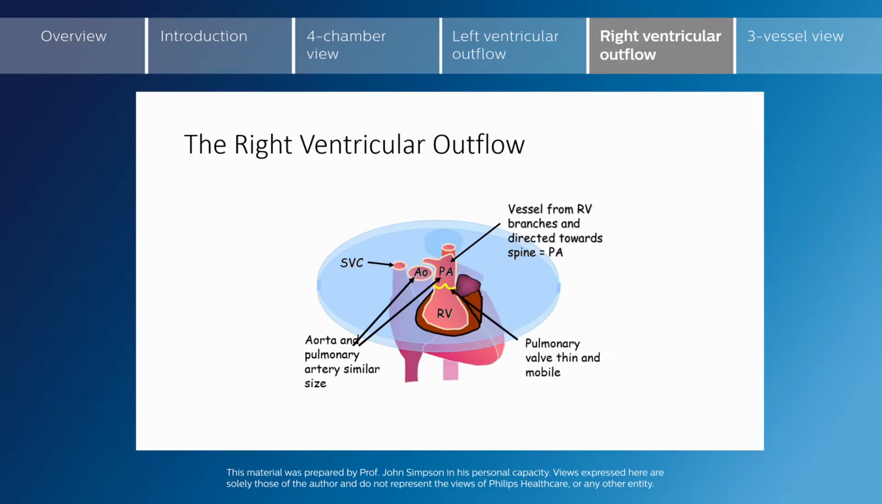The pulmonary valve should be thin and mobile, and a good way to assess this is by the fact that it can't be seen during systole. It appears during diastole as it closes and disappears during systole.